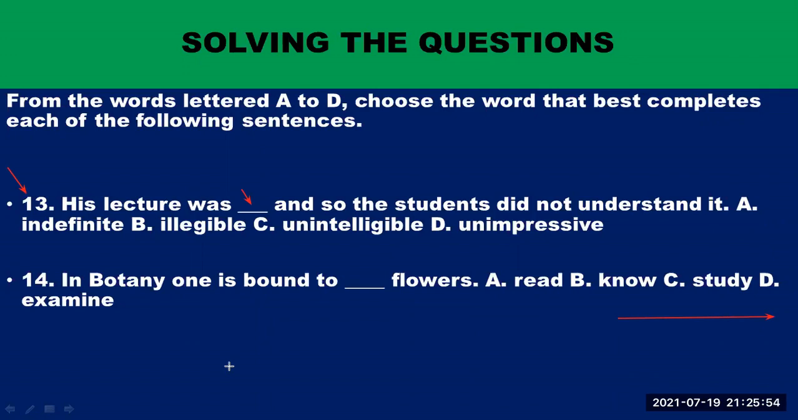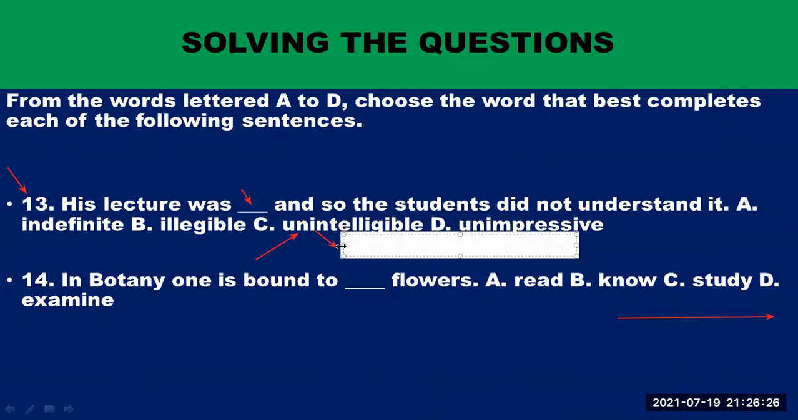Option C is unintelligible. Unintelligible can be used to describe a language or someone's message. Now, if your language is unintelligible, it means one has difficulty understanding it. So this is more appropriate in this particular situation. His lecture was unintelligible, and so the students did not understand it.